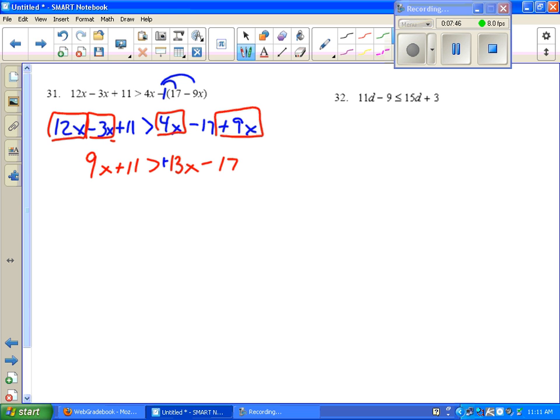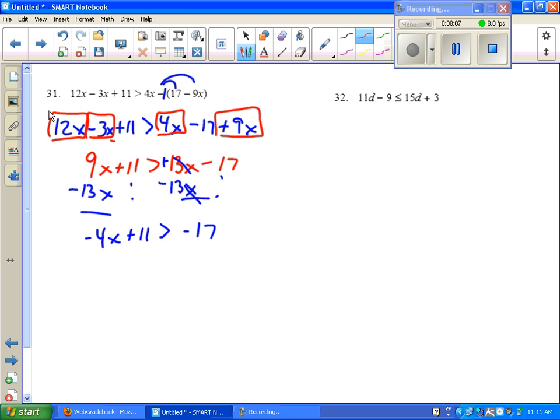This is positive 13x, so subtract 13x. If you do it on the right, do the same thing to the left. 9x minus 13x is a negative 4x. Bring down plus 11. All we did was subtract, so greater than is going to stay greater than. These will cancel, and all we have left on the right is negative 17.